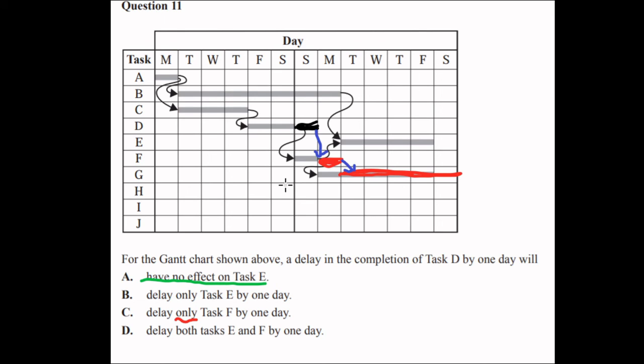So let's have a look. Task F is delayed, which is true, but it's not the only delay. So that will cancel out choice C as our response. Let's have a look at choice D: delaying task D will delay both task E and task F by 1 day. Task E was not delayed whatsoever, so that's a wrong response. That leaves us with A as our correct response.